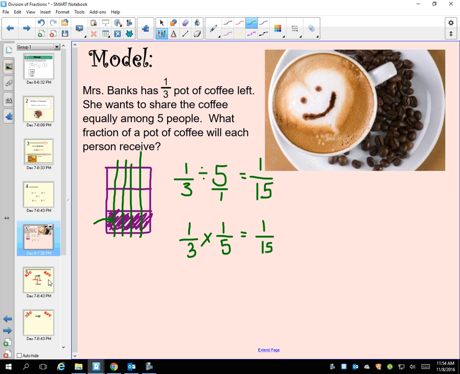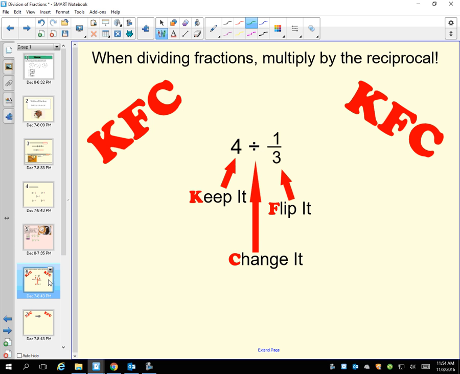Here's a little visual to help you remember. When dividing fractions, multiply by the reciprocal. And you all know what Kentucky Fried Chicken is, KFC, right? Okay, so in your journal, I want you to put this little visual in there. Now, I'm going to explain it to you. Keep is for K, so keep it is for K.